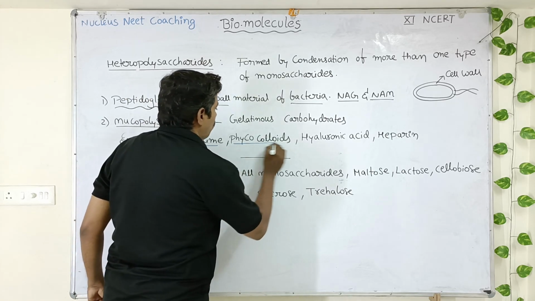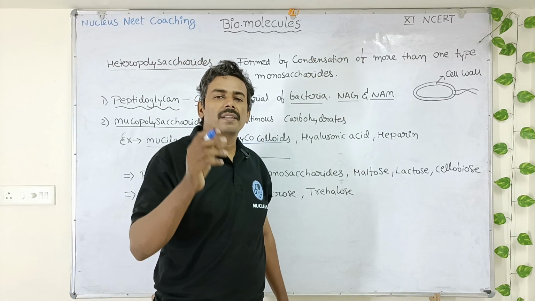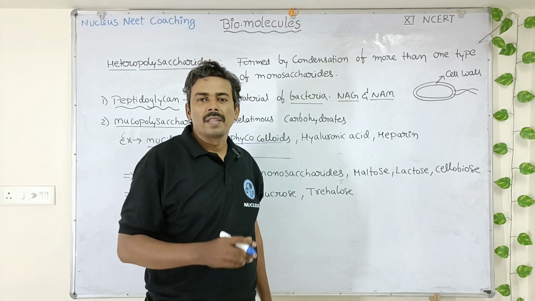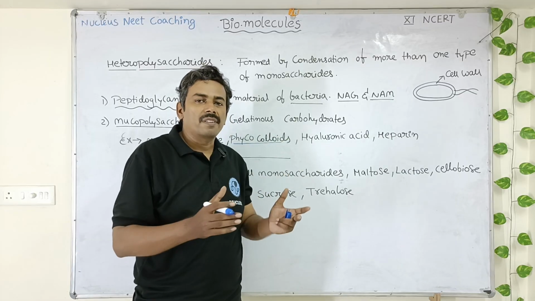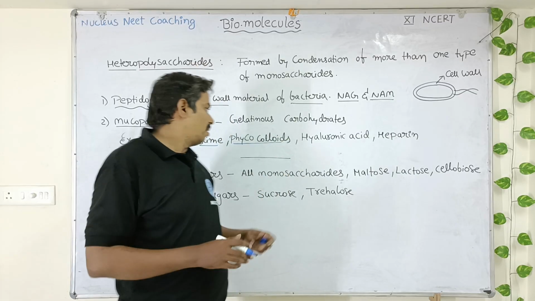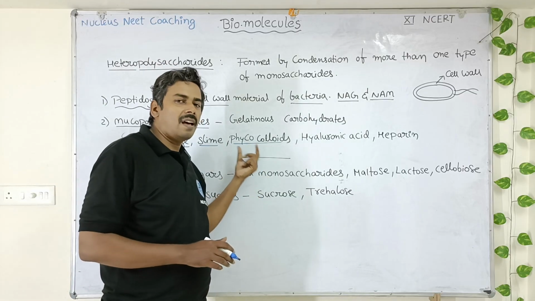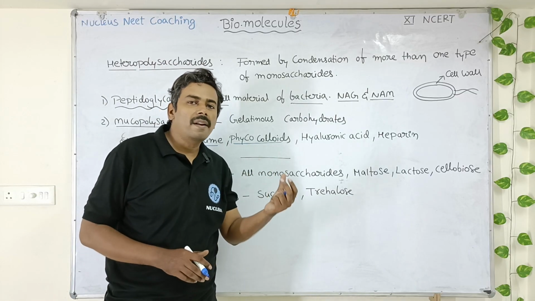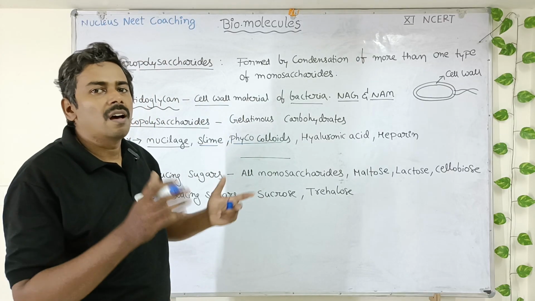Next is phycocolloids. Phycocolloids are slimy material which we can see in the algae, such as agar and algin. They protect the outer surface of algae from desiccation. That is the function of phycocolloids. So phyco represents algae. Colloids means colloidal material, jelly-like material which forms the outer covering of algal bodies.